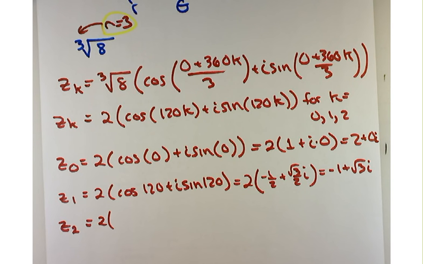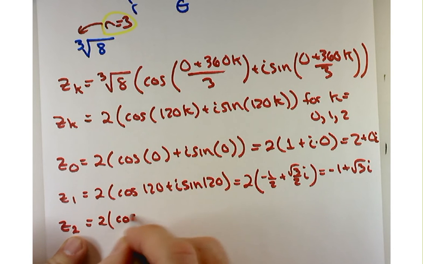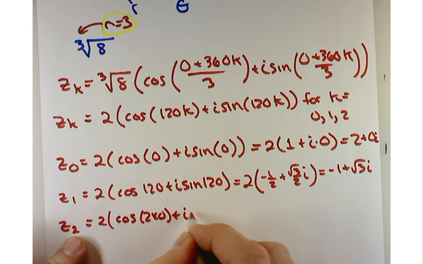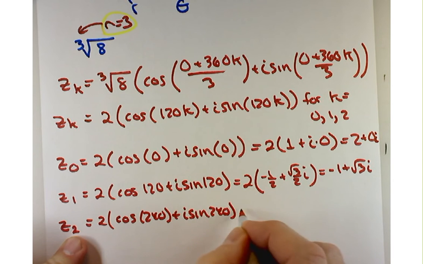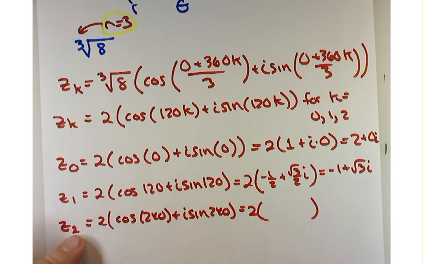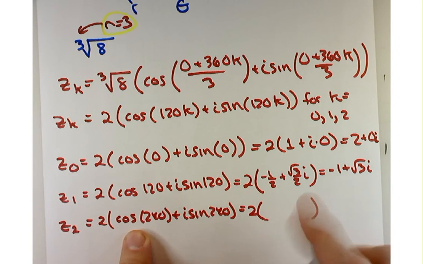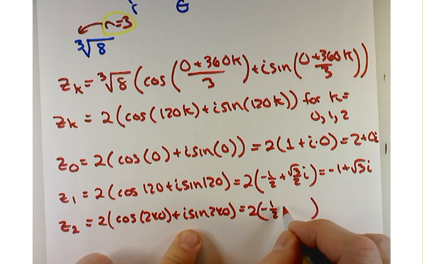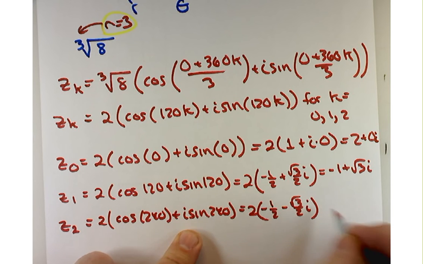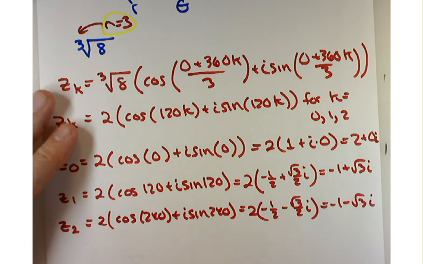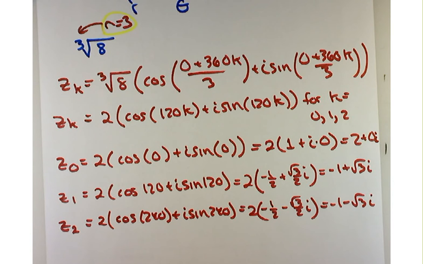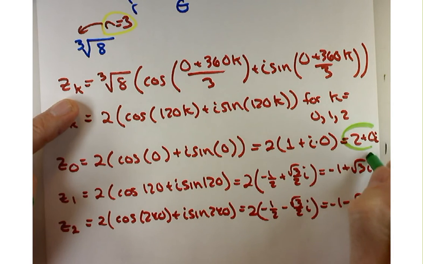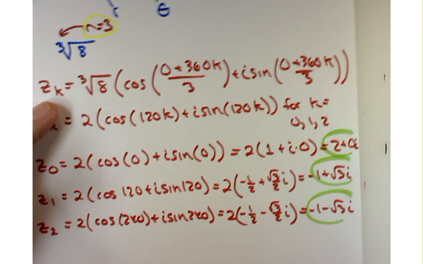Okay. So if I plug in a 2 here, 2 times 120 is 240, so we have 2 times cosine of 240 plus i times the sine of 240. What'd you get for the cosine of 240? And the sine of 240? And when I distribute here, I get -1 minus the square root of 3 times i. So those would be all 3 of your cube roots of 8. All 3 of these.